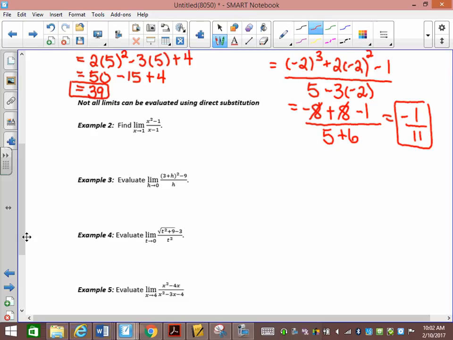So we have x squared minus 1 over x minus 1. So the top is a difference of squares. So that's what we're going to do first. So we have the limit. It equals the limit as x approaches 1. And in the top, we factor it. X plus 1, x minus 1. In the denominator, we have x minus 1.